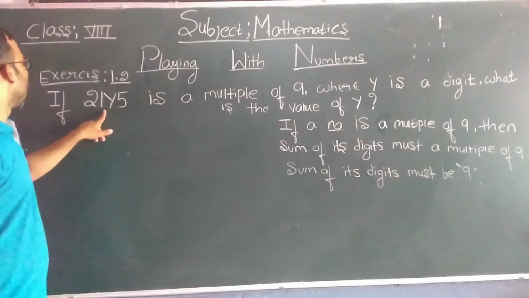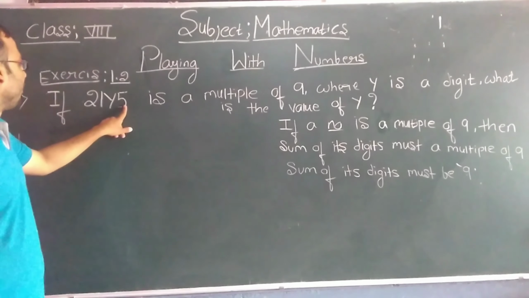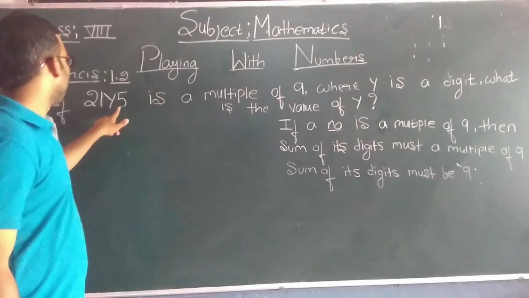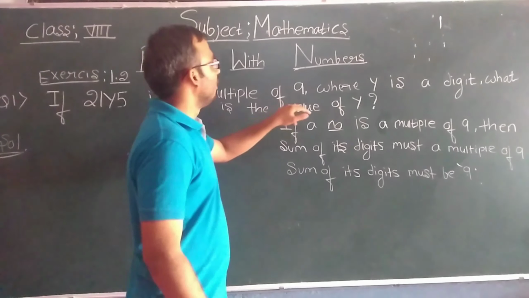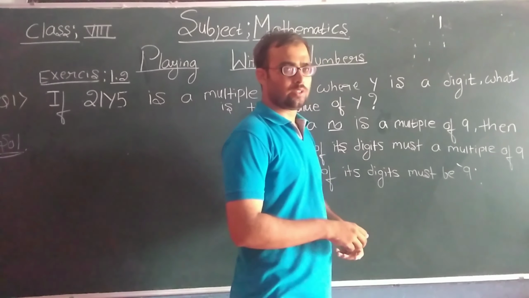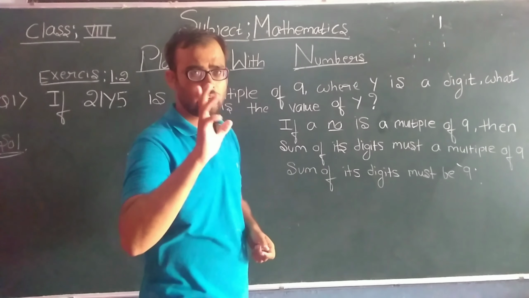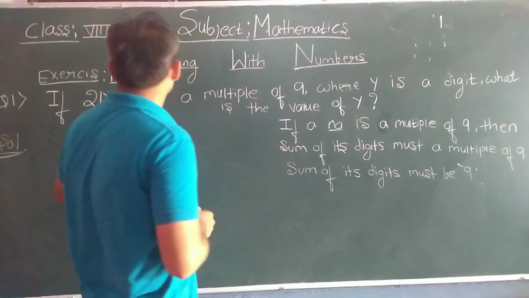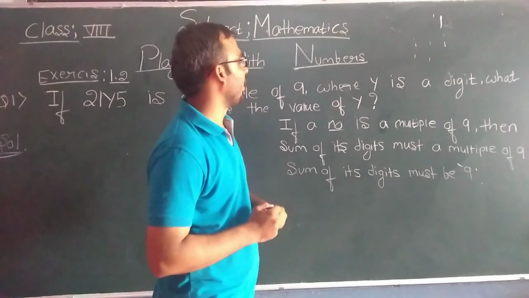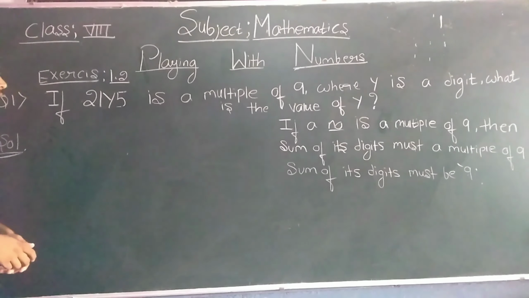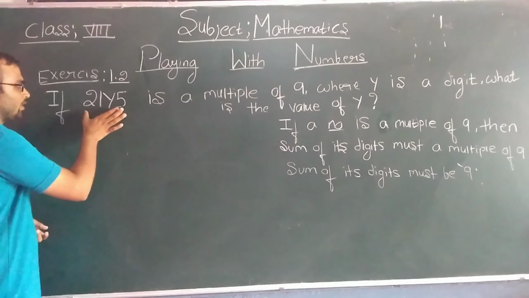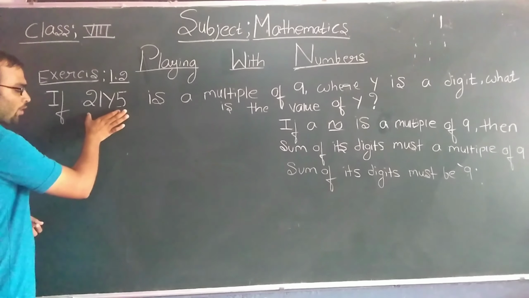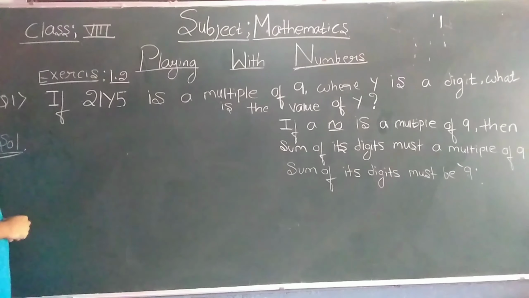If 21y5 is a multiple of 9, where y is a digit, meaning y is only one digit, what is the value of y? Here they are telling us that 21y5 is a multiple of 9. If it is a multiple of 9, then what must be the value of y?